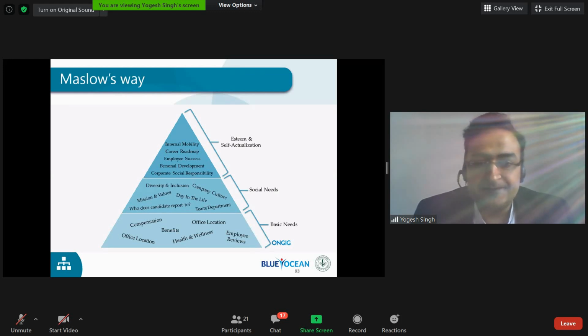Now, social needs. Usually middle management positions have social needs. For example, work-life balance, mission and values, culture of the company, whom you are going to report to, team, department, etc. So these can become your key takeaways during job advertisement. When you are creating the job advertisement, you can keep these things in mind, right?